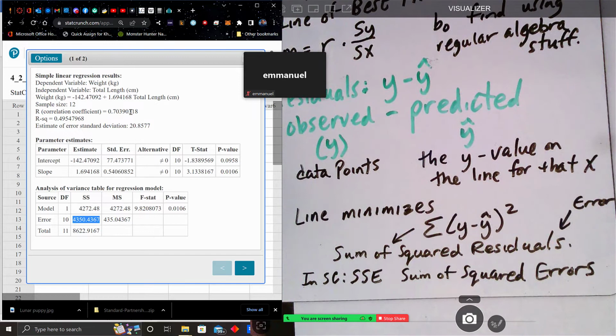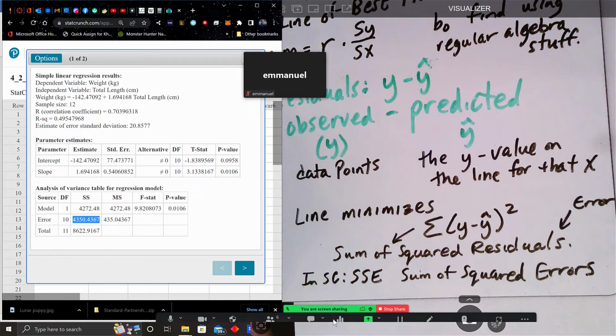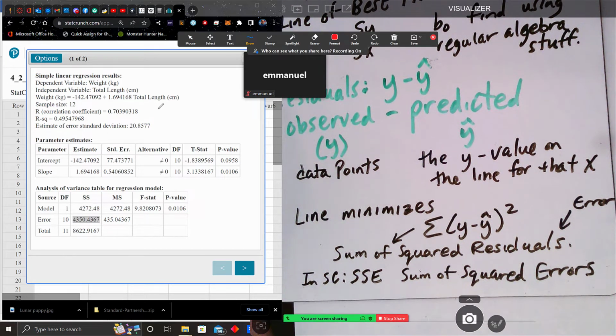So for the bears, we had R was 0.7039. And we had, let me annotate again, there's my R. And we had CV was 0.576 from the table. So R is greater than that. R is greater than the critical value. So there is a linear correlation.